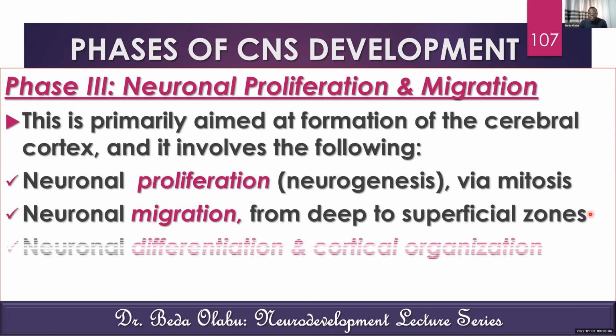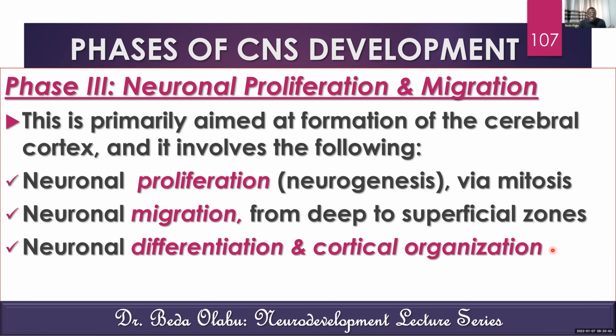The other event that characterizes neuronal proliferation and migration is basically differentiation and cortical organization. This is in the understanding that we are aiming at forming the cerebral cortex. So the neurons which go to the cerebral cortex differentiate. Some of them become the pyramidal neurons. Some of them become the granule cells. So they differentiate. Other than differentiation, there is cortical organization. And what do I mean by cortical organization?